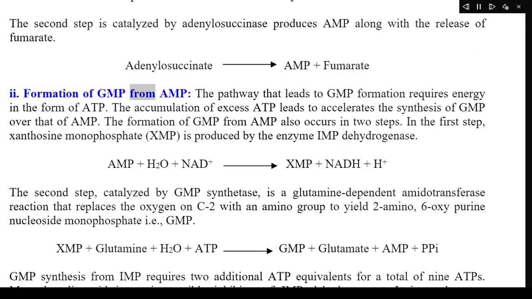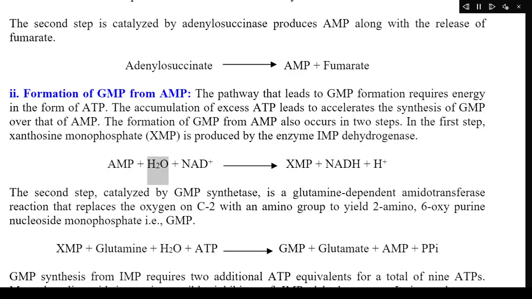2. Formation of GMP from IMP. The pathway that leads to GMP formation requires energy in the form of ATP. The accumulation of excess ATP accelerates the synthesis of GMP over that of AMP. The formation of GMP from IMP also occurs in two steps. In the first step, xanthosine monophosphate, XMP, is produced by the enzyme IMP dehydrogenase.